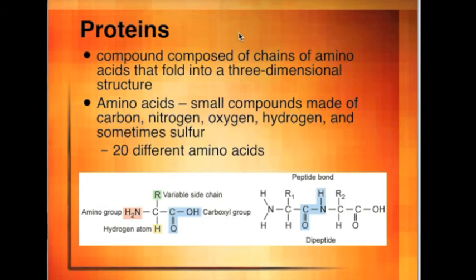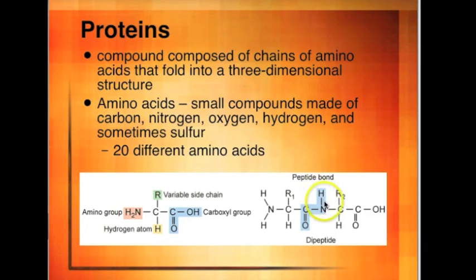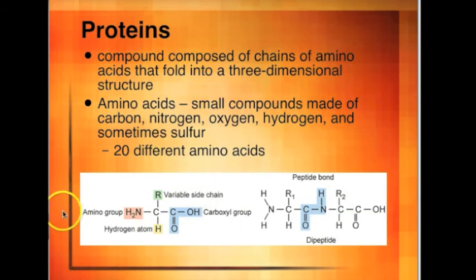You have thousands of proteins in your body. Every cell has hundreds of proteins that it uses on a daily basis to carry out simple functions. Amino acids are composed of carbon and hydrogen and oxygen, but they also have another atom that we're going to see regularly, which is nitrogen. Nitrogen is in every amino acid, and it's something that we don't see in the other two macromolecules that we've already discussed. So proteins are made up of amino acids.